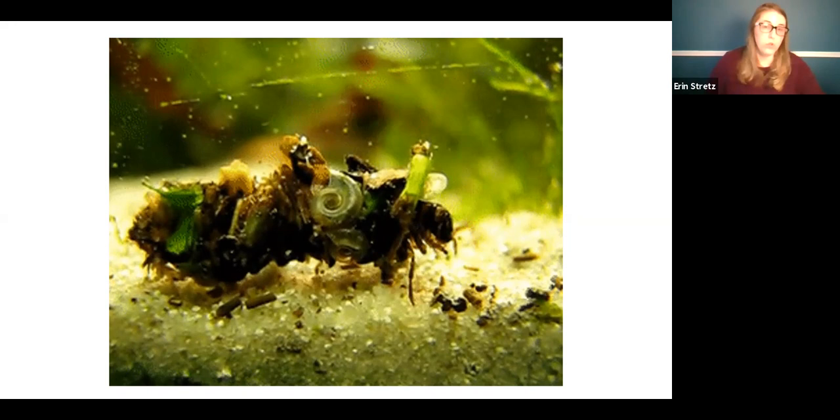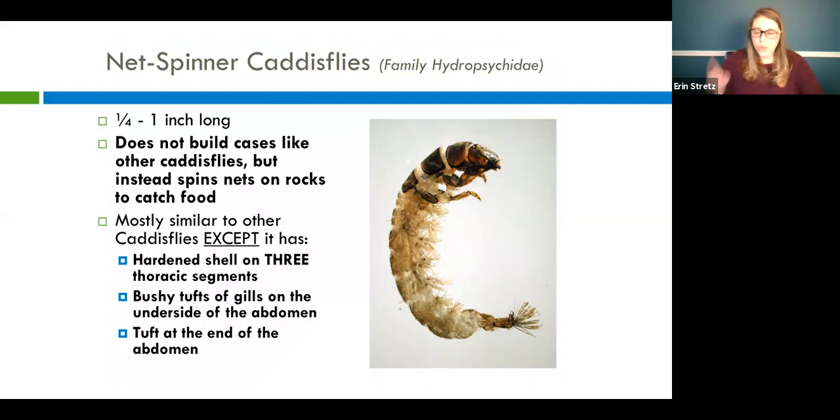Net spinning caddisflies are the one type of caddisfly that we will separate out. So these other caddisflies, again, the pollution tolerance values are like 3 and 4, perhaps. This one, I believe, is like 5 or 6. It's much more commonly found than all of the other caddisflies. So we need to count it differently to make sure that we're assessing our streams appropriately. The net spinning caddisflies will not build cases like the other caddisflies, but they will spin those nets on the side of a rock and hang in the nets and let the food come to them.